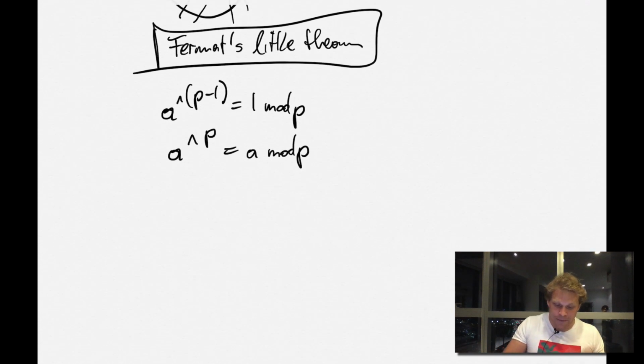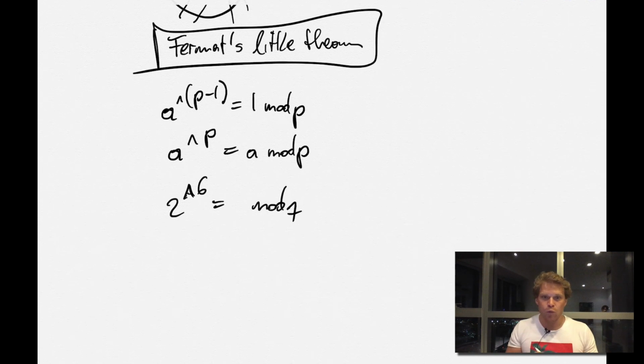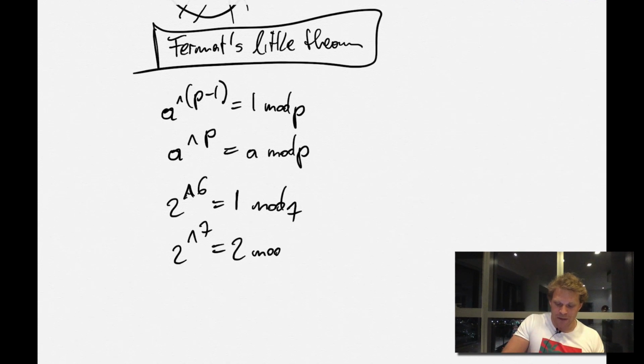So if you want to try this, we can do 2 to the power of 6 mod 7. So it's 7 minus 1. And you can try this out. It gets to 1. And 2 to the power of 7 equals what? 2 mod 7. If you want, calculate this through. And you will always see this.